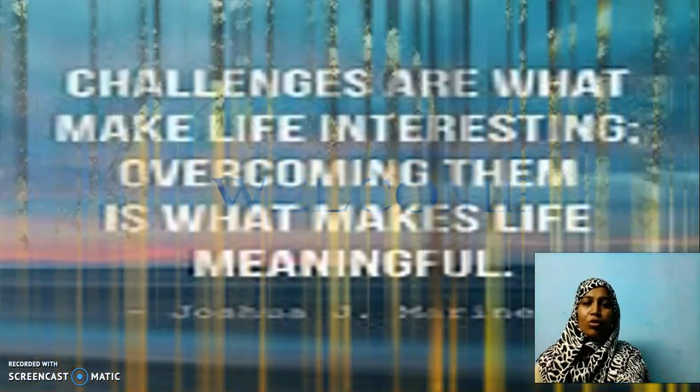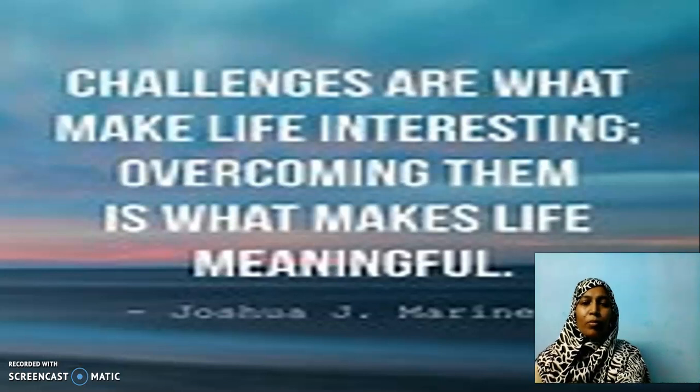Before that, let's have a good thought. Challenges are what make life interesting. Overcoming them is what makes life meaningful. Now we are undergoing the challenges of pandemic, being at home and studying. It's a very big challenge for all. But we started overcoming them and we are making it meaningful.